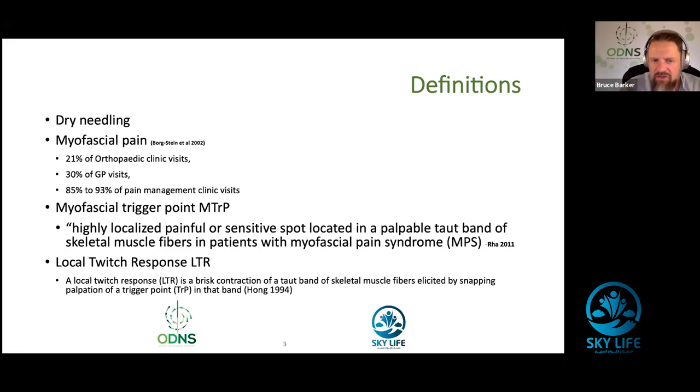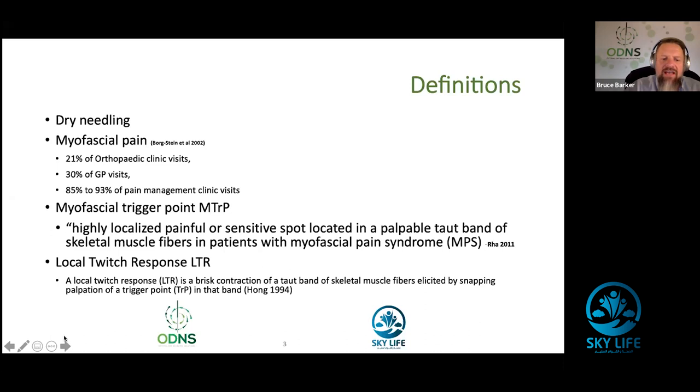But I want to introduce a last concept for you, the local twitch response. The local twitch response is exactly what you want to generate when you use that needle in the muscle. You put the needle through the skin, into the muscle, manipulate it to cause the local twitch response. That shows you you're being successful. When you get the twitch, it's game on. That's exactly what you want.